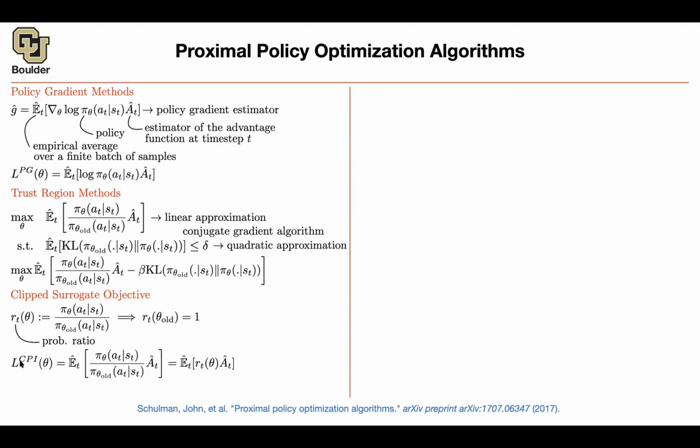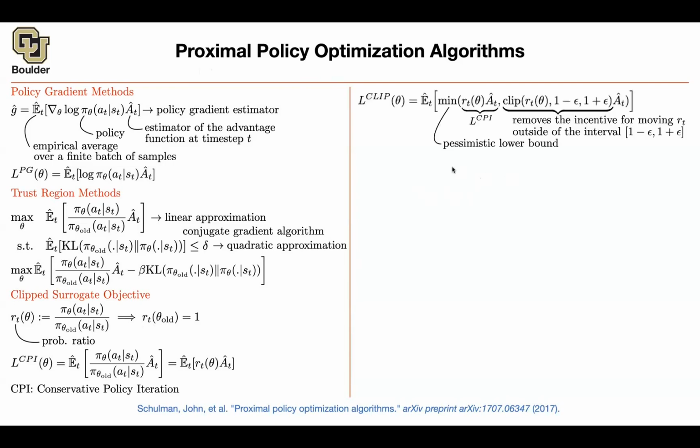If you do only CPI, and CPI stands for conservative policy iteration, you're going to get rid of this beta, and then you're going to optimize this objective. But we know that there is no guarantee for r_t of theta to be close to 1. Because that's what we want. We want this to be close to 1. We want these to be similar to each other. We don't want to deviate too much from the old policy. This is going to deviate. There is nothing stopping it. The idea of PPO, proximal policy optimization, is to enforce this to be close to 1. And we're going to see how. This is really smart. What are we going to do?